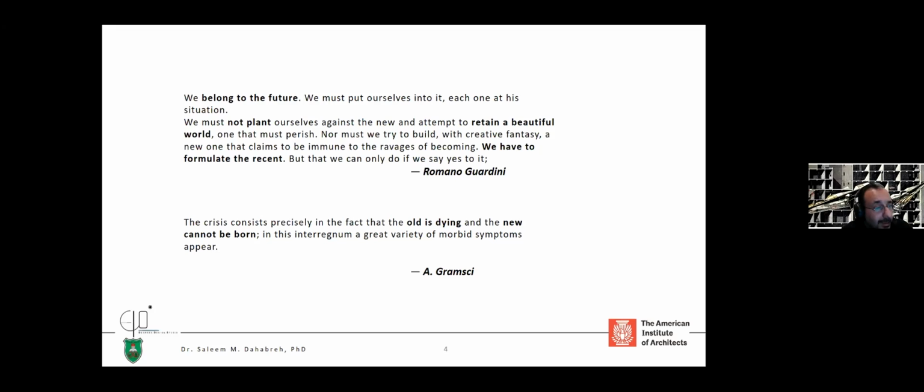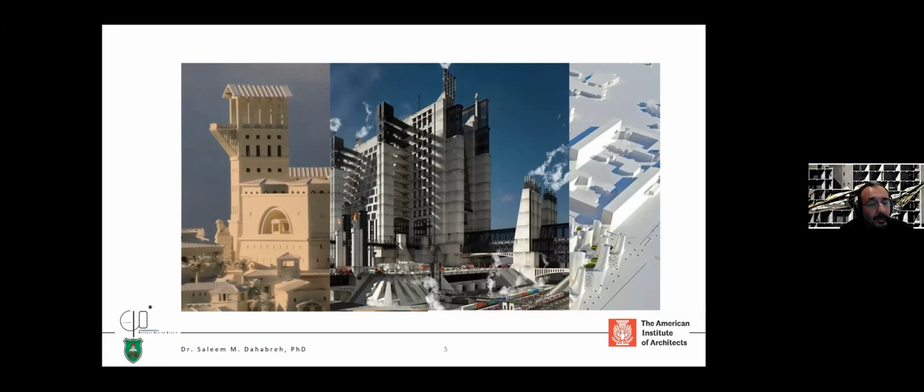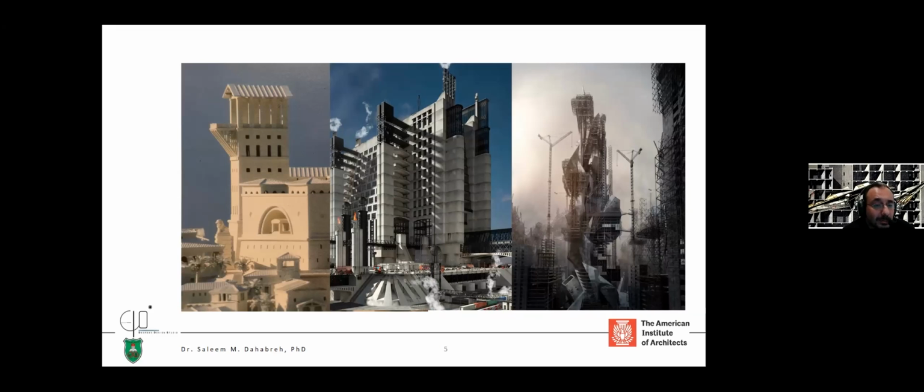Nevertheless, the crisis consists precisely in the fact that the old is dying. Nevertheless, the new cannot be born. In this interregnum, morbid symptoms appear. As architects, we are always torn between two images. An ideal past, usually associated with a classical kind of architecture, and a fluid computational future. In between, modernity appeared and dystopia raised its head.